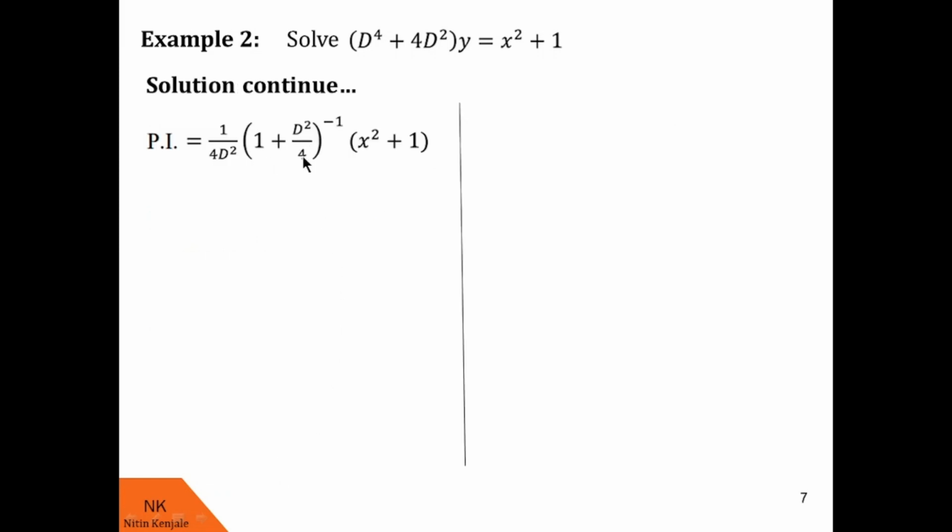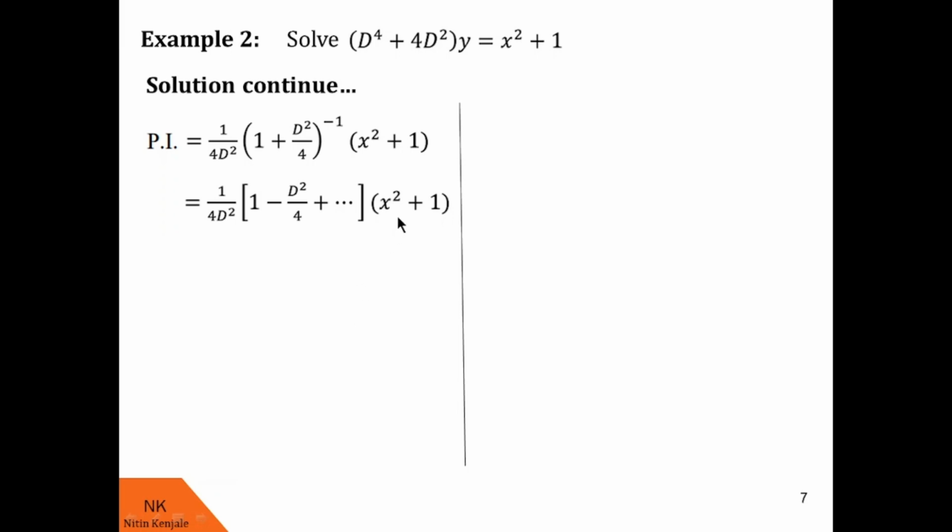1 plus D square by 4 inverse can be written as 1 minus D square by 4 plus D square by 4 the whole square and so on, of x square plus 1. I am deliberately not writing the remaining terms of this series because the second derivative of x square plus 1 is 2, so the third derivative is 0. Therefore, the remaining derivatives of x square plus 1 are also 0, so we neglect the remaining terms of this series having higher powers of D.